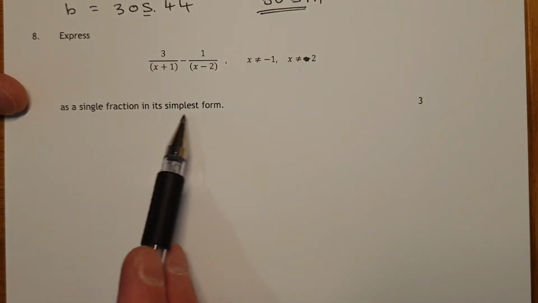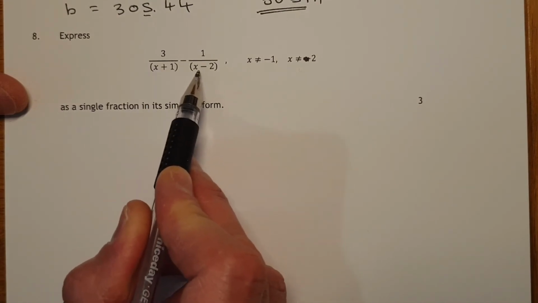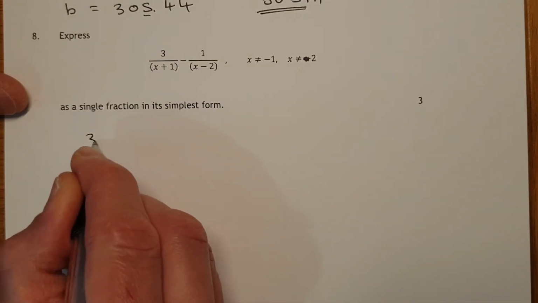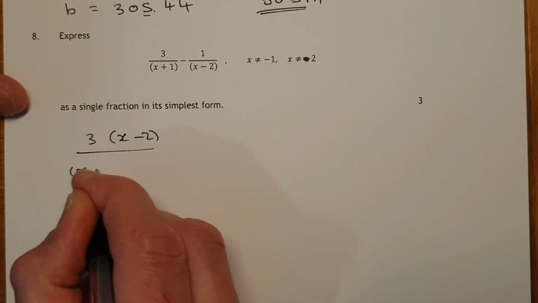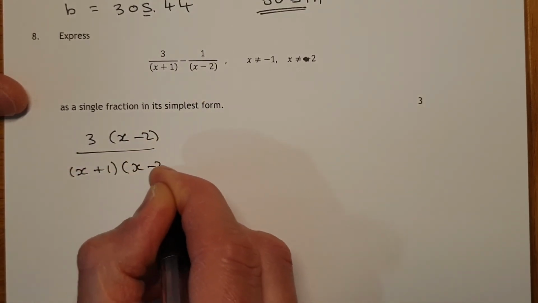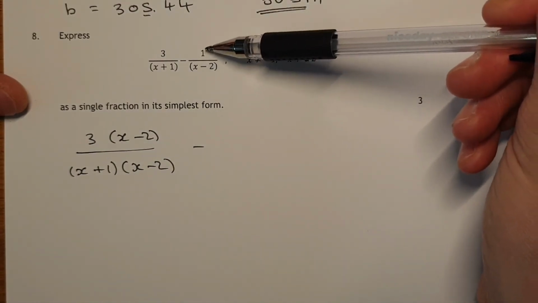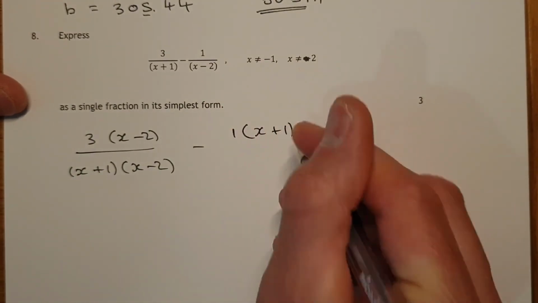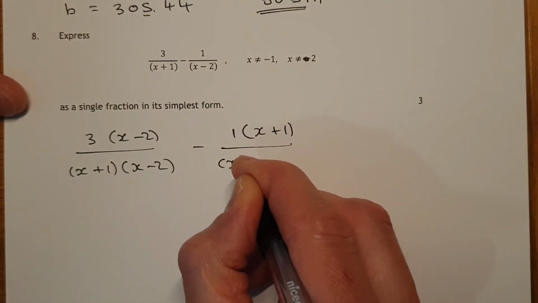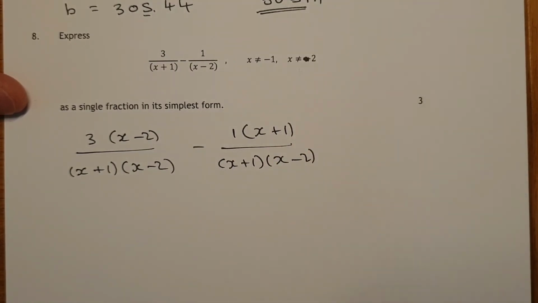So to write it as a single fraction, we need to have the same denominator. So what I'm going to do is take the first fraction and I'm going to multiply it by that denominator there, top and bottom. So it'll be 3 brackets x minus 2 over x plus 1 x minus 2. And I'm going to do the same kind of process, but this fraction I'm going to multiply by this denominator. So as you can see now, both fractions are the same denominator.